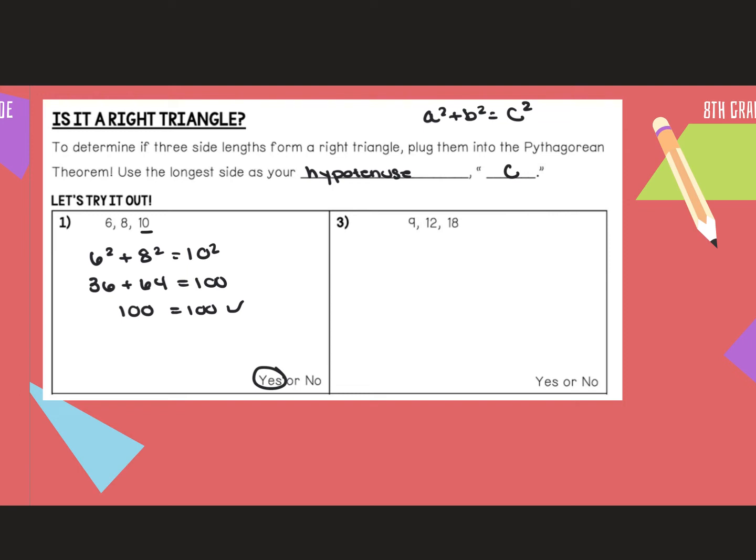All right, let's try another one: 9, 12, and 18. Does 9, 12, and 18 form a right triangle? Using the same steps from the previous example, I want you to try this one.